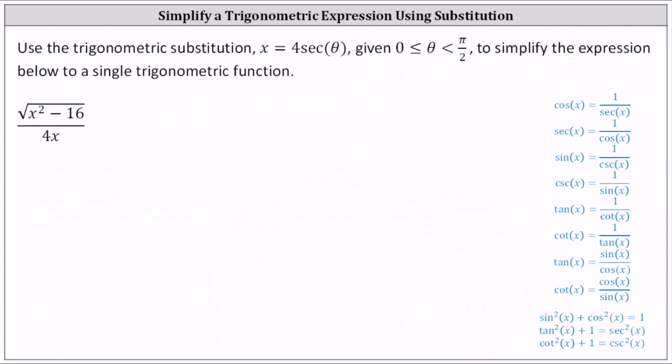Use the trig substitution x equals 4 secant theta to simplify the expression below to a single trig function. Let's begin by performing the substitution.